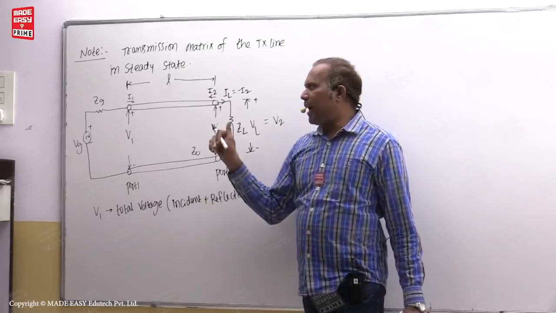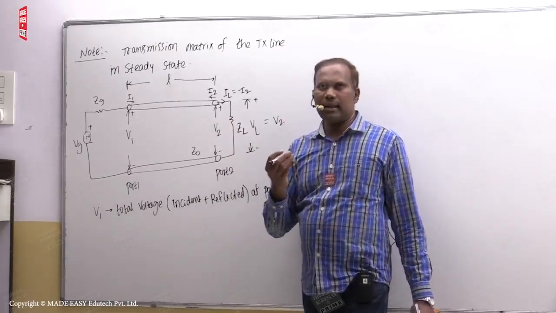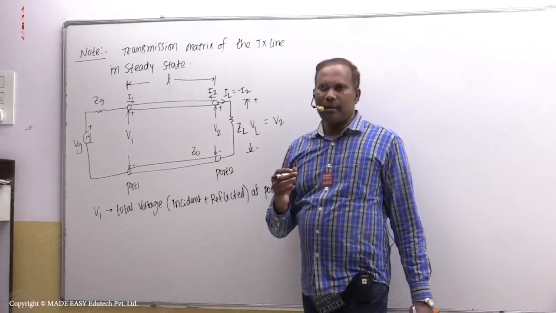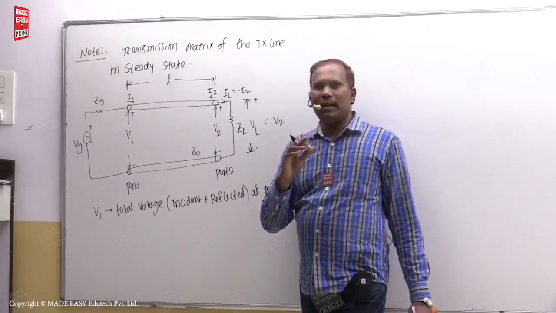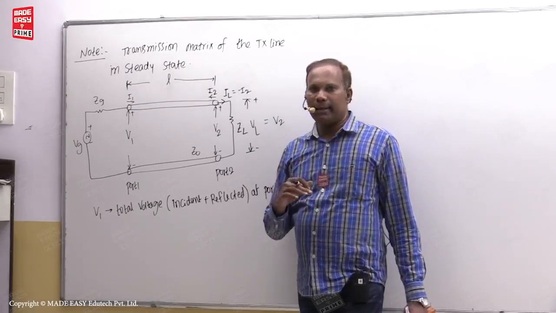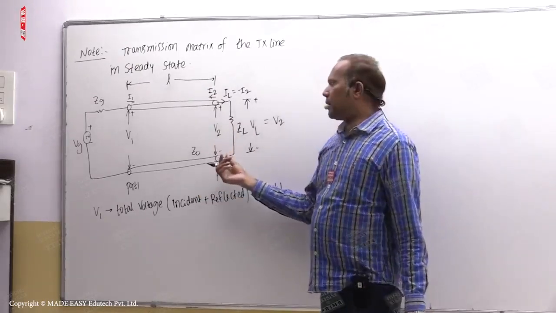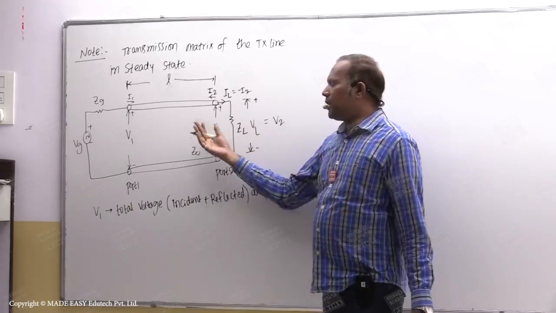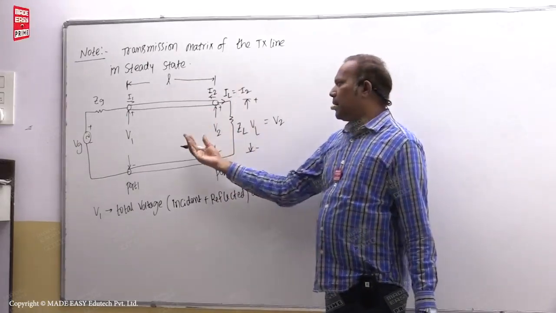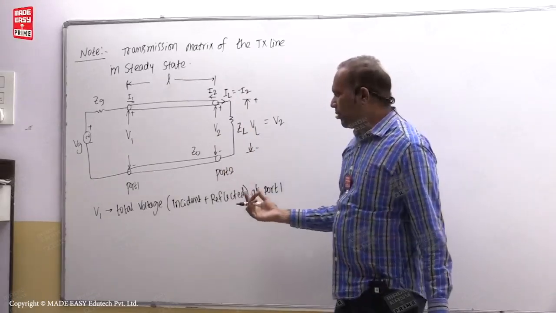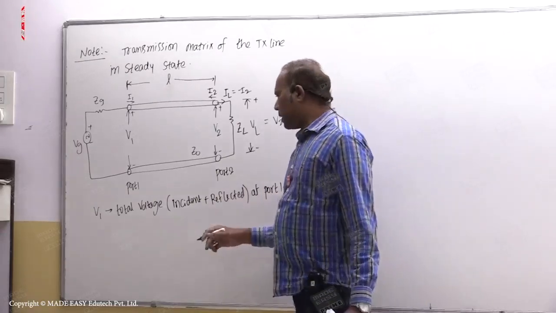For example, you switch on the fan, then for a few seconds the fan speed is less, but we don't want that, and after a few seconds it picks up constant speed, then we get the cold air. That's what we want. Similarly here also, in transients energy is not transferred. We use transient analysis only for analysis purposes, but we always send the power in steady state only. So V1 is total voltage, that means incident plus reflected voltage at port 1.